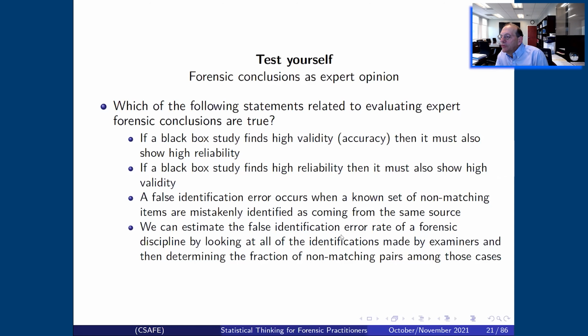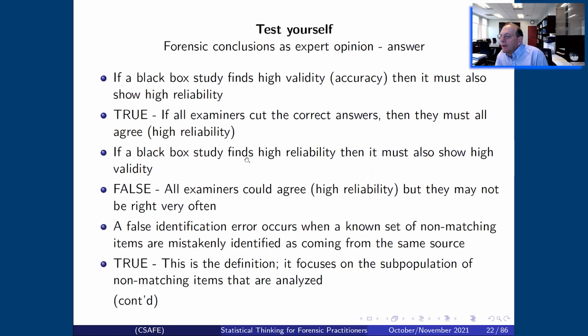Everybody thought the third one was true, and the others were more of a mixed bag. So let's go through these in a little bit more detail. The first said, if a black box study finds high accuracy, then it must also be high reliability. That is actually true, even though only a small percentage of you identified that. The reason is accuracy means there's one correct answer, and if a black box study shows that all the examiners are getting the right answer, that implies they must agree. So that means they are, by definition, reliable.